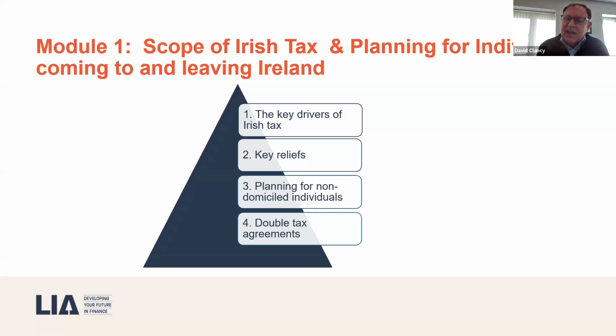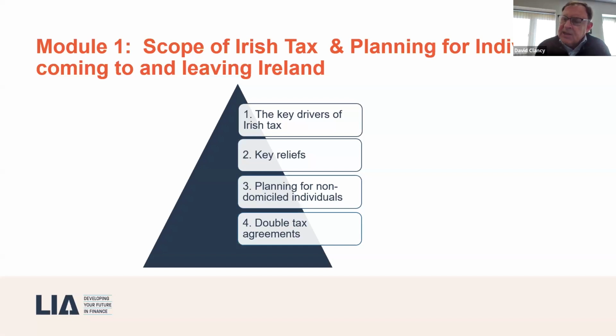So we look at those key reliefs, and I suppose one of the features of the Irish tax system would be the remittance basis for non-domiciled individuals. So we'll look at planning for those non-domiciled individuals in relation to remittances from both an income tax and a capital gains tax point of view. We'll look at double tax agreements.